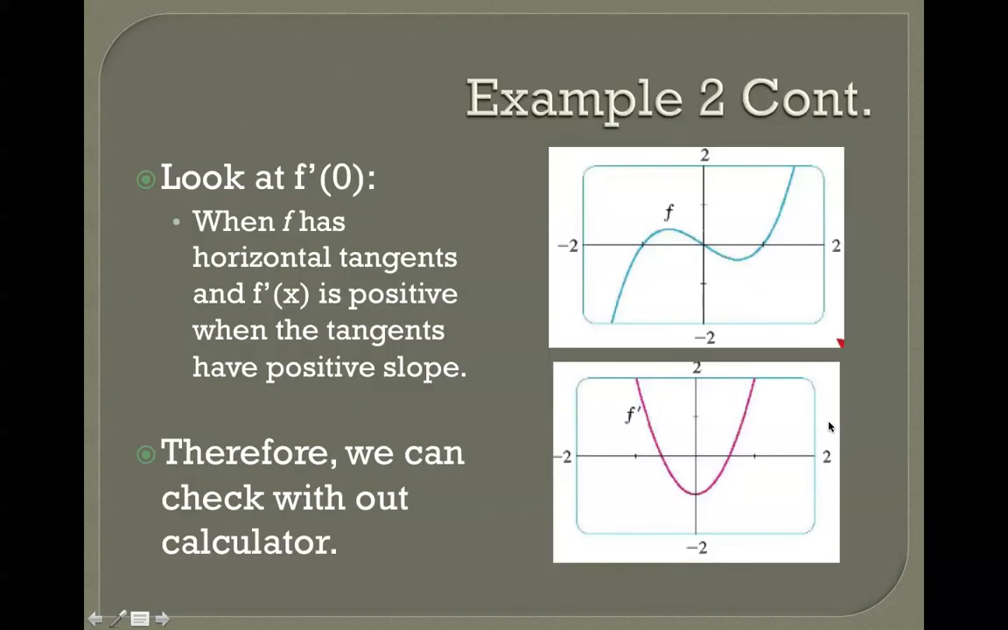Now we can check with the graphs. So look at f prime of 0. When f has horizontal tangents, f prime of x is 0, and f prime of x is positive when the tangents have a positive slope. Therefore, we can check with our calculator. We can use our calculator to graph these, and we can check that since this was 0 right here and this was 0 right here, those are the places where the derivative crosses the x-axis. And since it is negative between those 2 points, it will be below the x-axis between those 2 points.